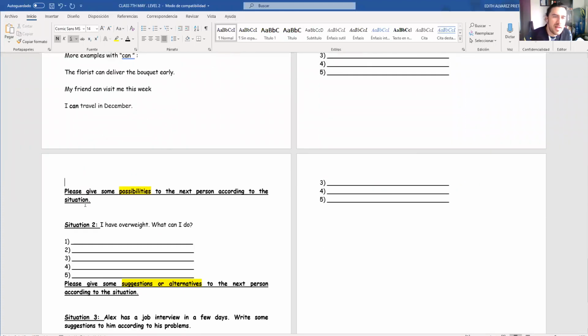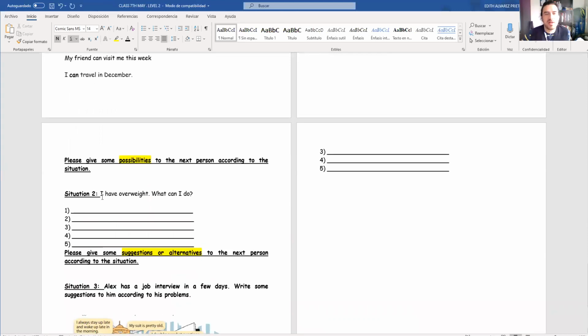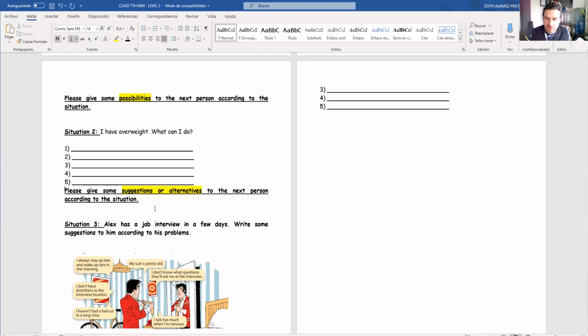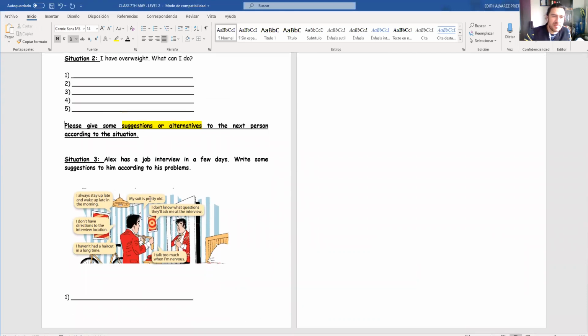Okay, the next one. Please give some possibilities to the next person according to the situation. Okay, situation 2. I have overweight. What can I do? Why? What can I do? ¿Listo? La última.